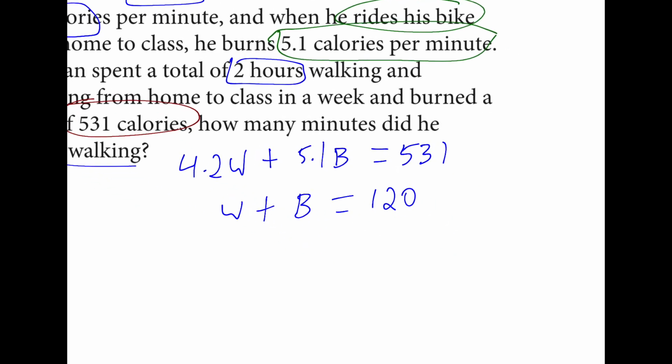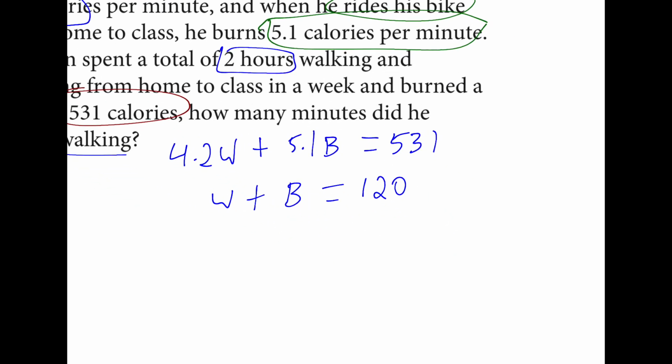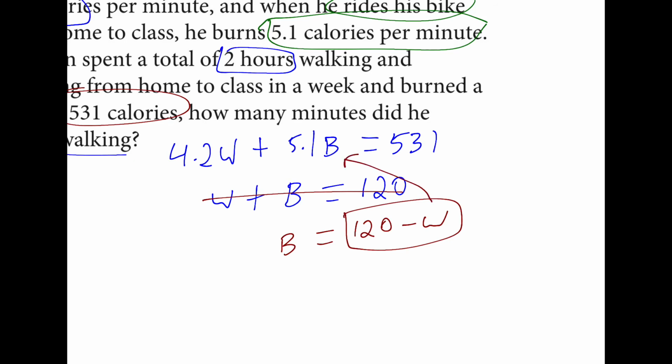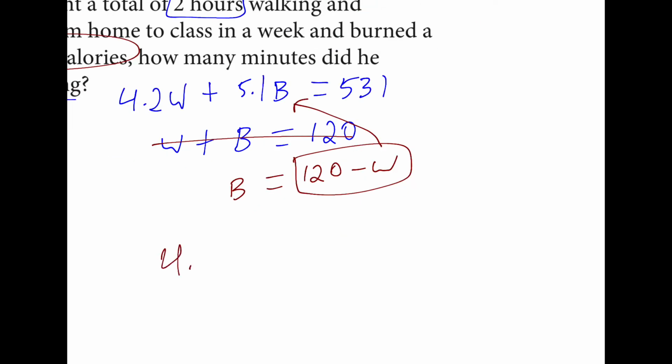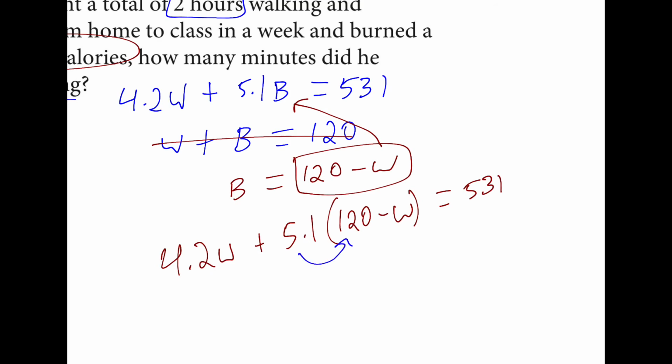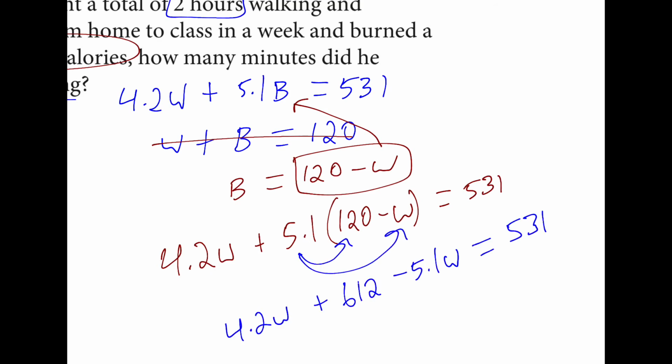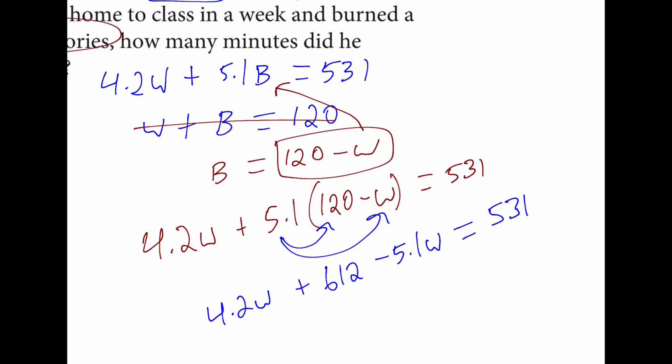So how can I cancel out my B's? Well, I think the simplest way is to use substitution, change this bottom equation, and plug that into the top equation. So I have 4.2 W plus 5.1 times 120 minus W is equal to 531. I'm going to distribute the 5.1. And I get this. I'm going to combine like terms. And I have negative 0.9 W.